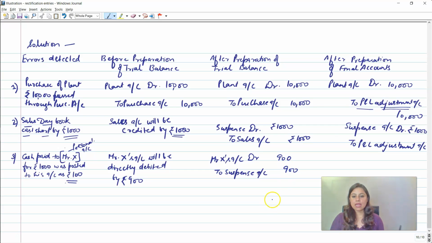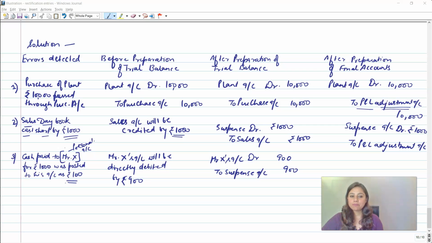Now coming to after preparation of final accounts, if such an error has been detected after the preparation of final accounts, in the case of Mr. X, Mr. X's account is not a nominal account. In the case of nominal accounts, after preparation of the final accounts, as we discussed before also, we will be transferring the rectification entries by debiting or crediting the P&L adjustment account. But in the case of personal accounts, like Mr. X, we will not be rectifying the entry through the P&L adjustment account.